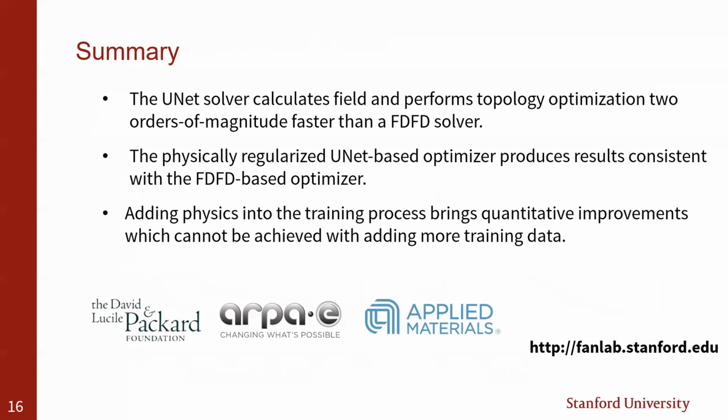So to summarize, we present a physically regularized UNet field solver that can perform topology optimization 2 orders of magnitude faster than a standard FDFD solver, but with consistent results. And we show this for both local optimization and population-based global optimization. We've also shown that adding physics into the training process brings quantitative improvements, which cannot be achieved by adding more training data. And lastly, this study is funded by Packard Foundation, ARPA-E, and Applied Materials.